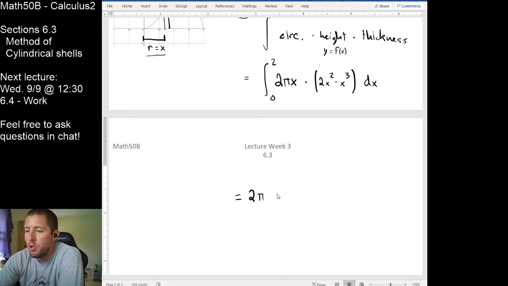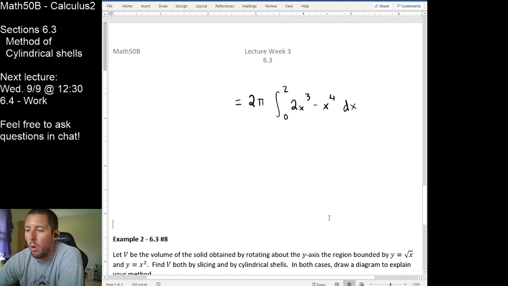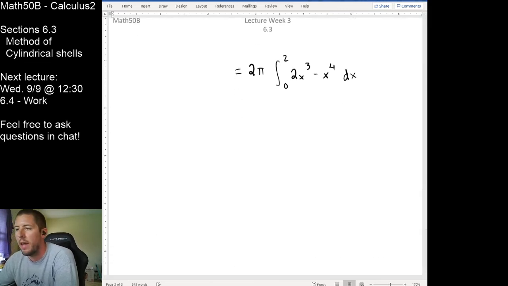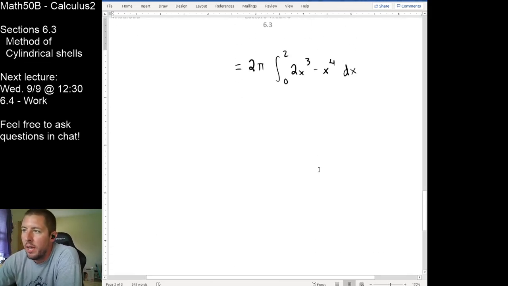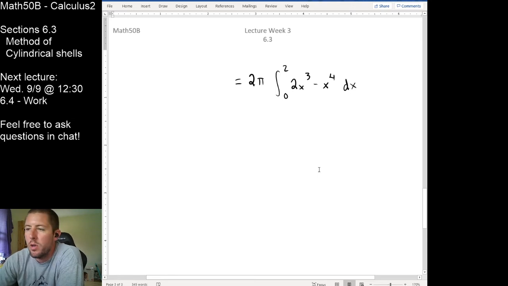First things first, bring the 2 pi out front. Second thing, I'm going to multiply x into each of these guys. So 2x cubed minus x to the 4th dx. Now we're in much simpler shape. Remember, you should always be doing as much algebra as you can before you do integration. Integrate the easiest things you can ever integrate, always.